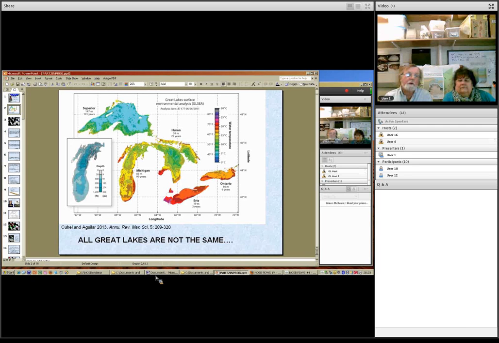Okay. If anyone else has another question, like I said, we've got a few more minutes. Okay, well, one came in. Does the softer water of Lake Superior, of lower calcium carbonate concentration, make fewer quaggas in the lake?